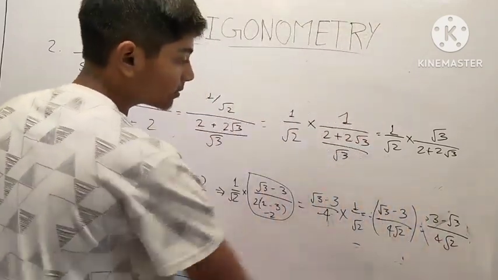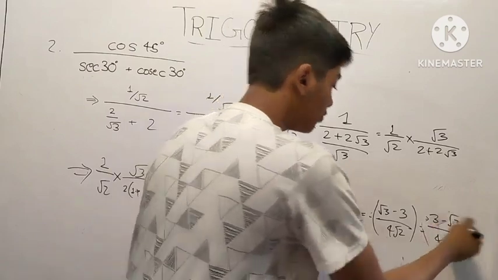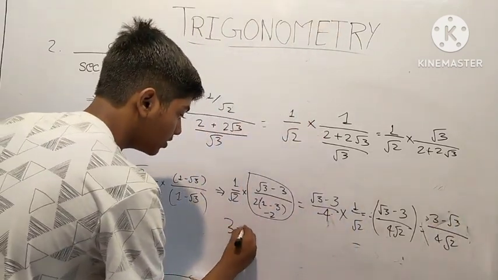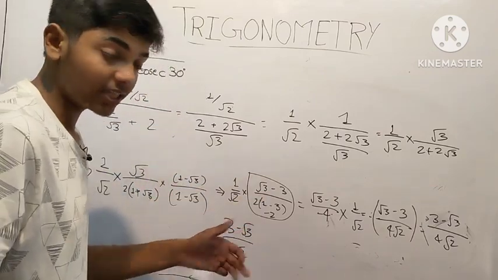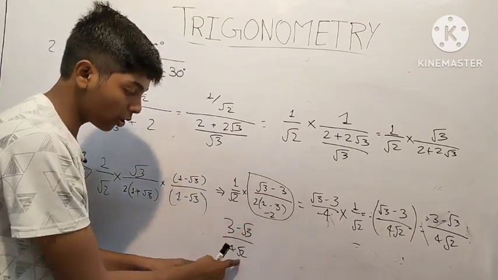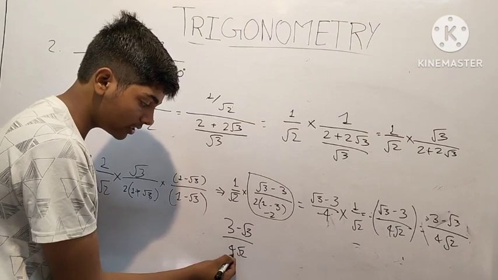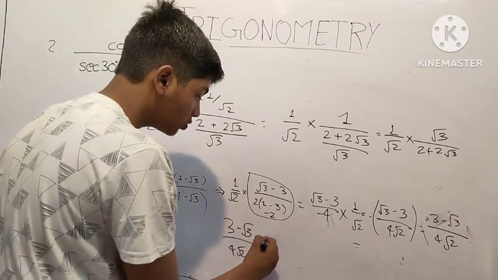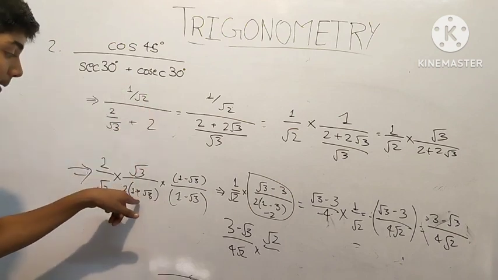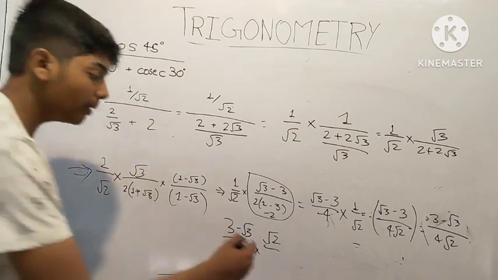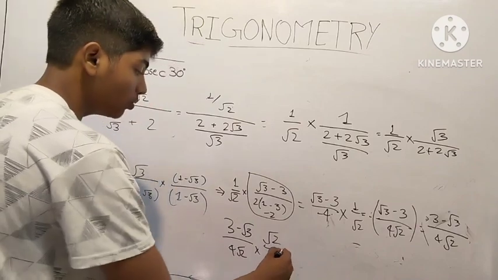Now solving the last part of this equation, we would rationalize this term as well. We have 3 minus root 3 upon 4 root 2. To rationalize, what is the irrational term in the denominator? 4 is rational, root 2 is irrational. Here it is not like a symbol between two terms, like 1 plus root 2, it is just root 2. So we'll multiply both the numerator and denominator just by root 2.